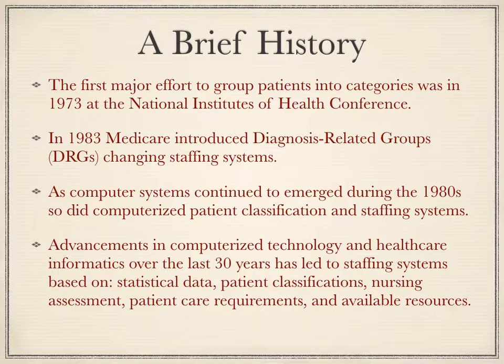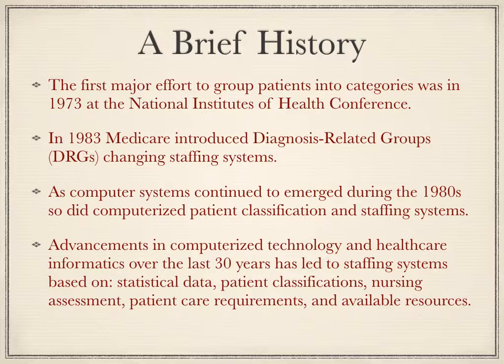In 1983, Medicare introduced diagnosis-related groups, DRGs, changing staffing systems. This changed how hospitals were reimbursed, from a per-patient fee-based system to one based on a patient classification based on medical diagnosis. With this change came increased use of patient classification tools and staffing assignments based upon such tools. As computer systems continued to emerge during the 1980s, so did computerized patient classification and staffing systems.